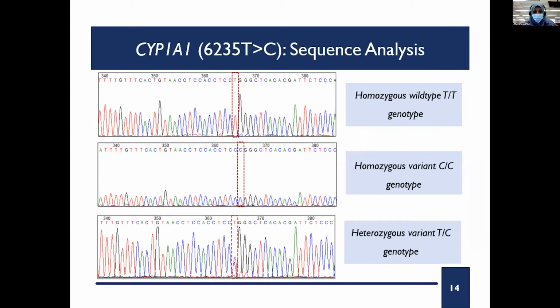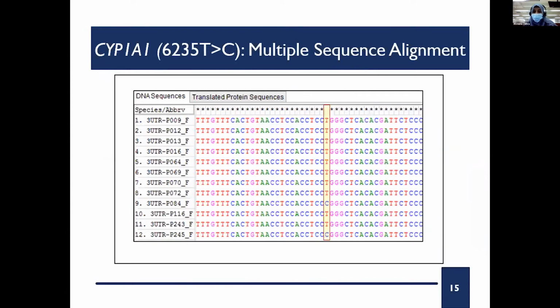Sequencing was also performed on the same samples, and this also confirmed the results that were obtained from RFLP analysis. And all the three type of genotypes were obtained as a result of sequencing analysis. This was the multiple sequence alignment that was performed, and it indicated both the alleles, T and C alleles were present in our samples, both in cases and controls.